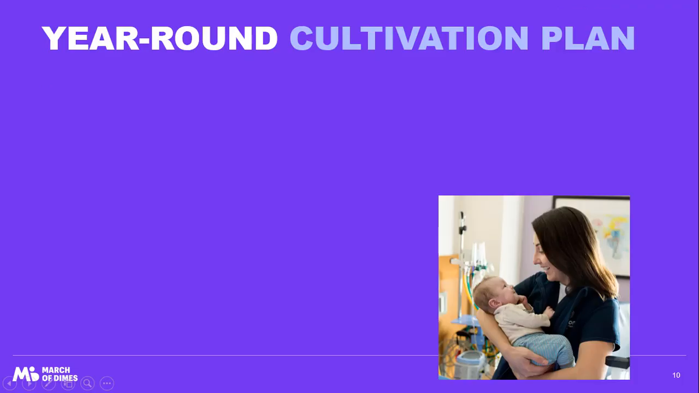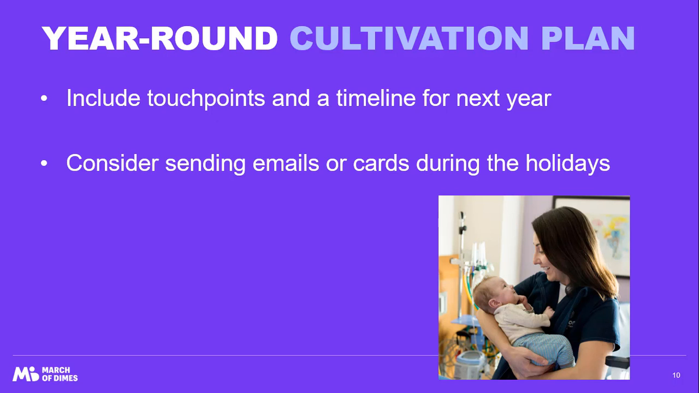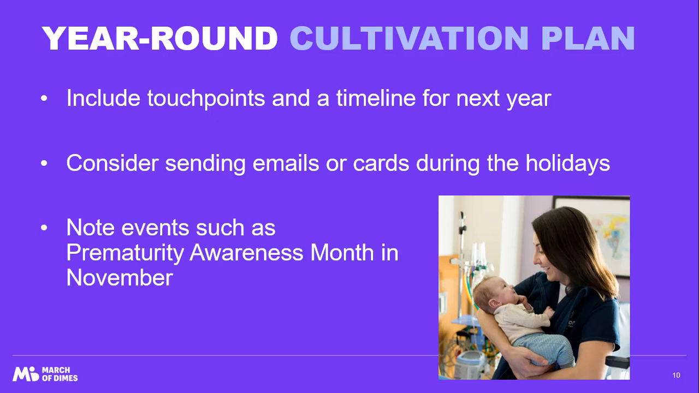After you have thanked your donors and sponsors and conducted a thorough debrief, you will want to make a plan of how to keep your participants engaged and informed about the March of Dimes all year. This plan would include touch points throughout the year as well as a timeline for when to start making asks for next year. And one tip is to send emails or cards during the holidays or important events such as Prematurity Awareness Month in November.